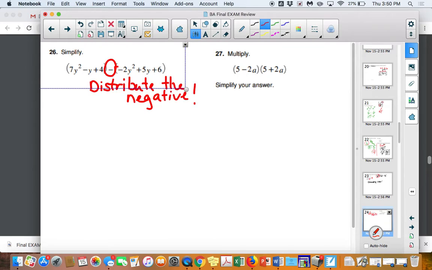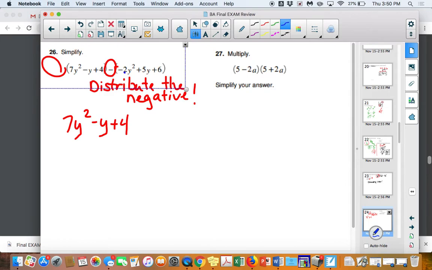Okay, now the first set of parentheses, there's nothing out here in front, so it's good to go. You can just take the parentheses off. There's nothing to distribute. It's all good. But the back set, that negative is going to change every sign. So just think opposite signs.